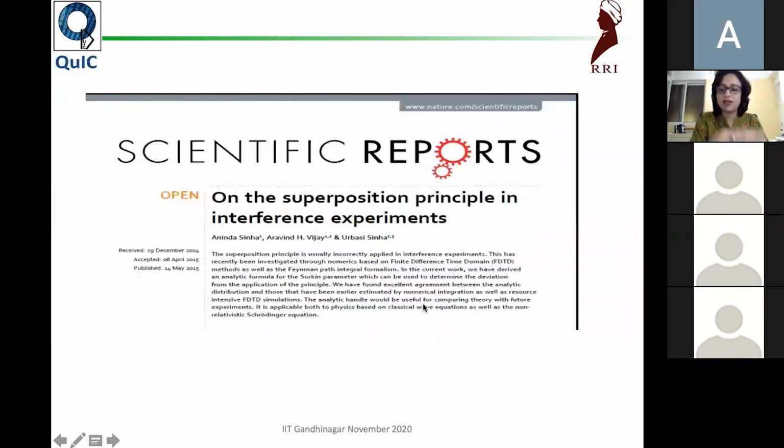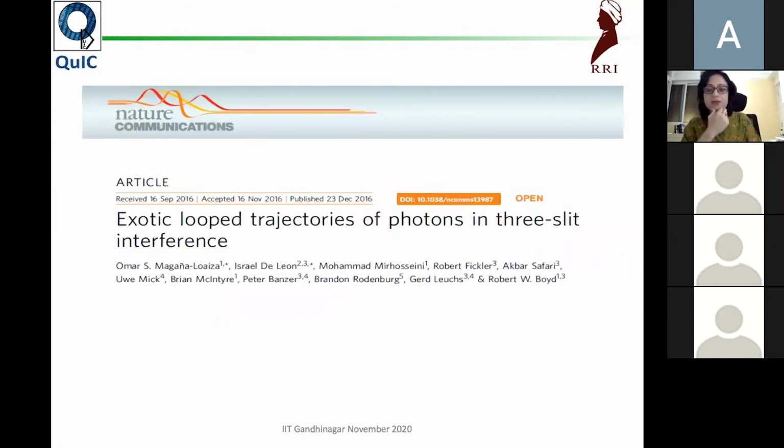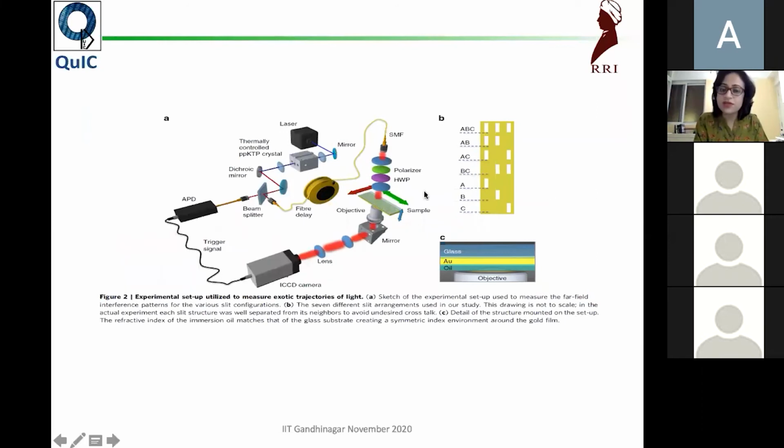Okay, and then we went on to have an analytic form for it and so on. One of the experiments that happened, we were also doing the experiment, but the one which came 3 days before us on the archive was this from Robert Boyd, which is of course a very well-known group, as you know, in photonics. They claimed to measure these exotic loop trajectories of photons in three-slit interference. What they used is a photonic setup in which this slit, this plane, this material, they coated it with gold. Okay, and so gold actually leads to what is called surface plasmons. And so these surface plasmons led to an enhancement of this effect, of these loop trajectory based effects.